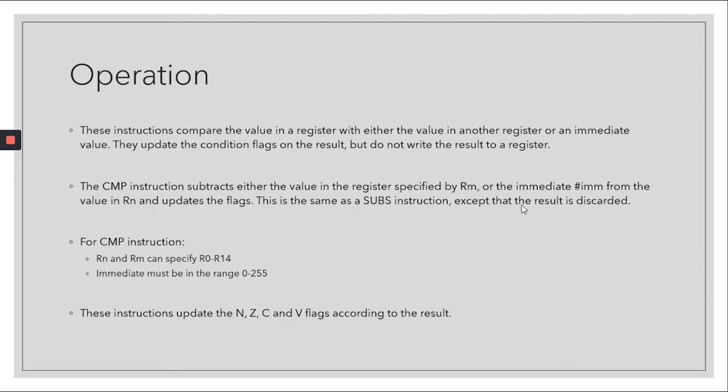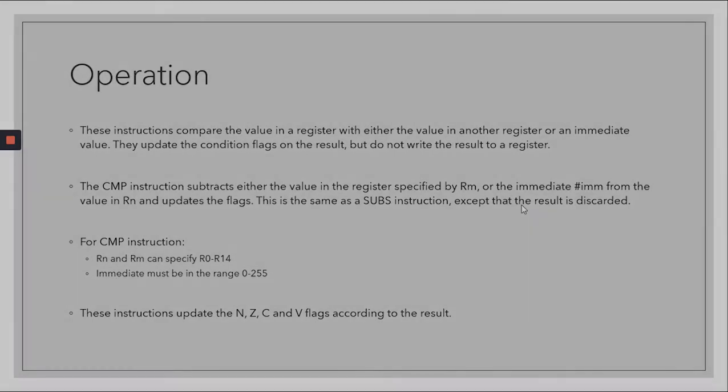Next, for the compare instruction, the values of Rn and Rm can be specified from R0 to R14. The immediate value must be in the range of 0 to 255. The compare instruction will update the N, Z, C and V flags according to the result.